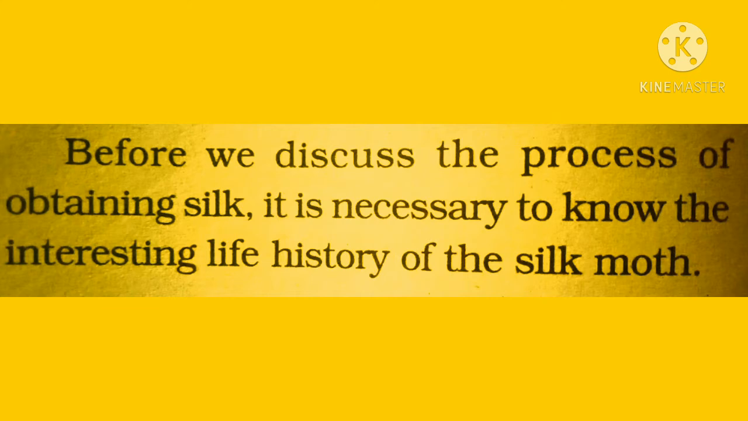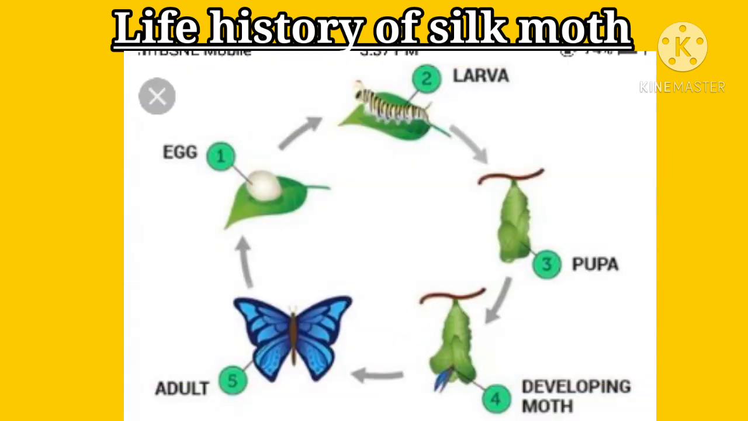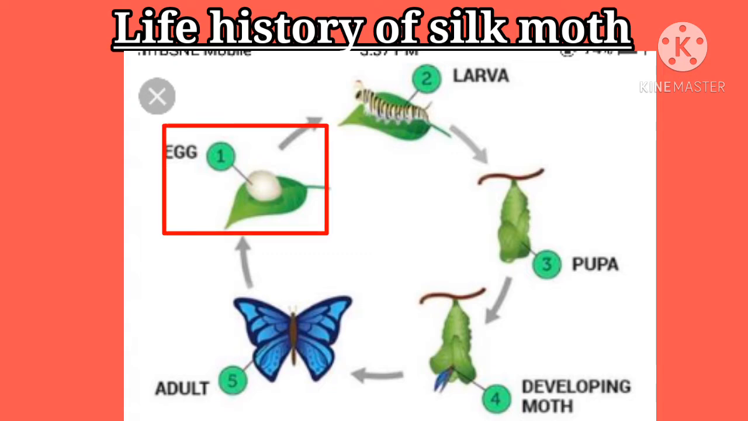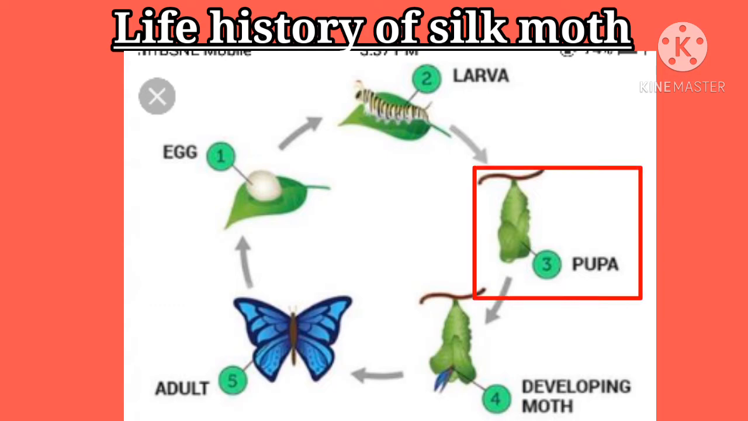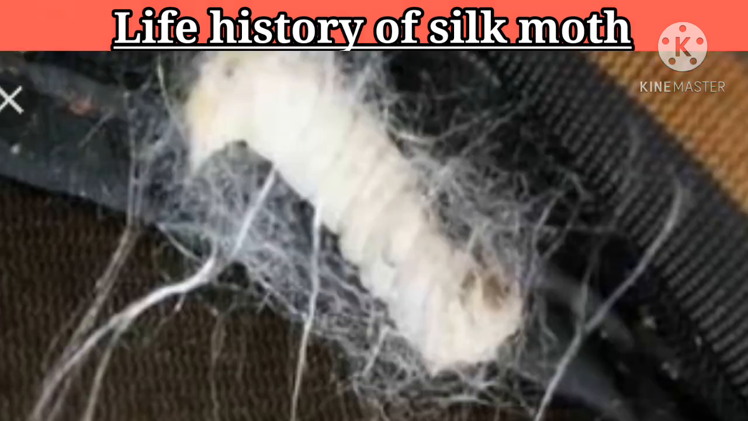Before we discuss the process of obtaining silk, it is necessary to know the interesting life history of the silk moth, isn't it? Now let us study about the life history of silk moth. The female silk moth lays eggs from which hatch larvae which are called caterpillars or silkworms. They grow in size, and when the caterpillar is ready to enter the next stage of its life history called pupa, it first weaves a net to hold itself.